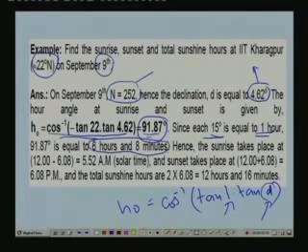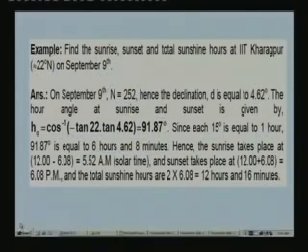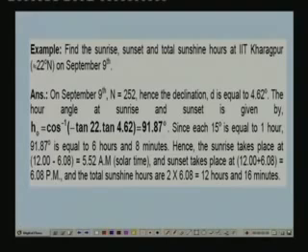If you substitute n equal to 252 in the expression for declination, you find that the declination angle is equal to 4.62 degrees. If you substitute 4.62 degrees in this expression, you find that the hour angle at sunrise and sunset is equal to 91.87 degrees. Since each 15 degrees is equal to 1 hour, 91.87 degrees is equal to 6 hours and 8 minutes.